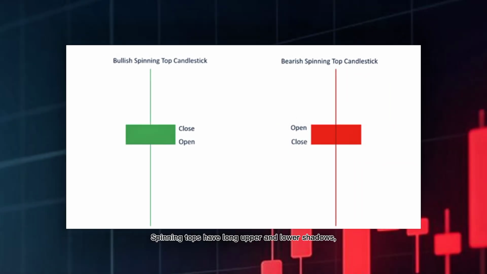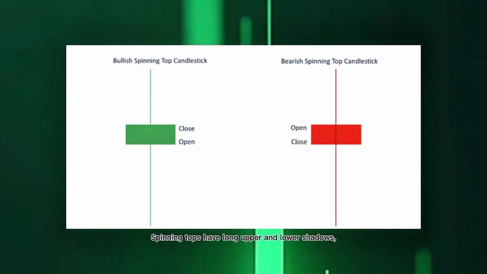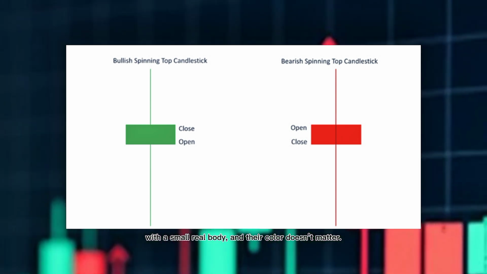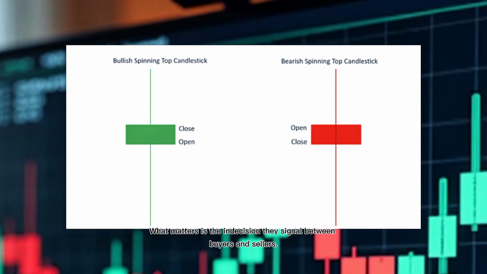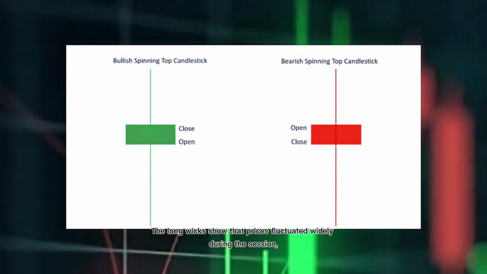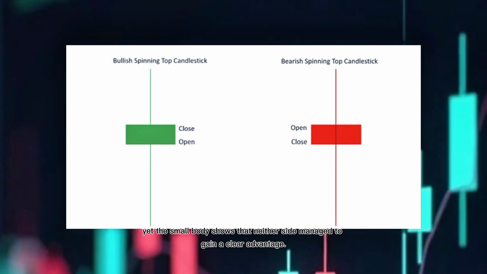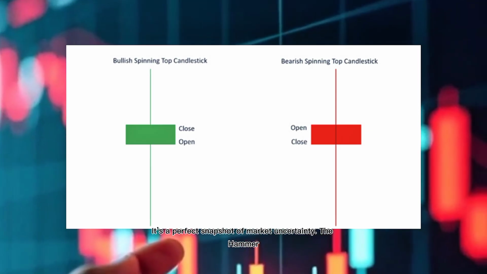Spinning tops. Spinning tops have long upper and lower shadows, with a small real body, and their color doesn't matter. What matters is the indecision they signal between buyers and sellers. The long wicks show that prices fluctuated widely during the session, yet the small body shows that neither side managed to gain a clear advantage. It's a perfect snapshot of market uncertainty.